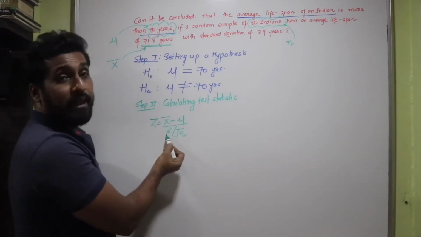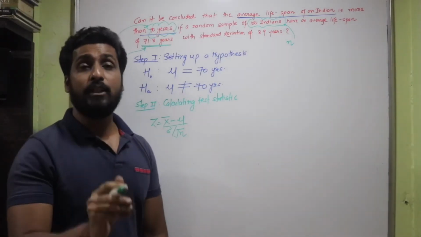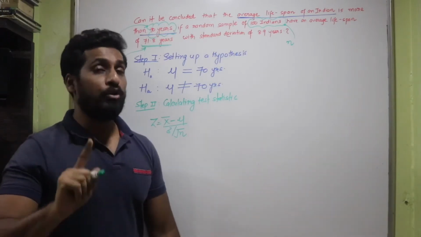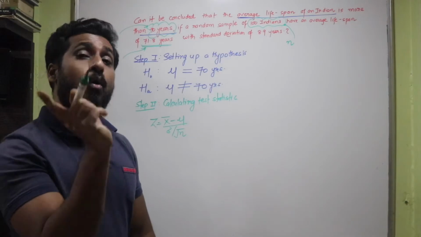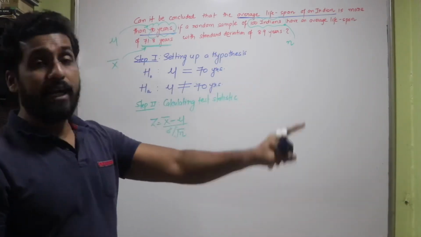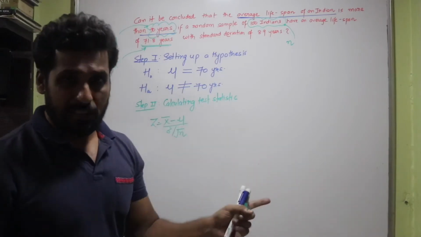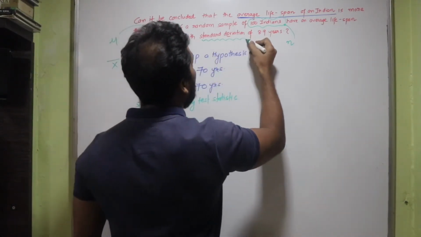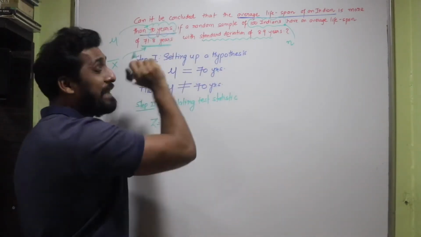What is left is sigma. Do you know that sigma is nothing but the standard deviation of the population? Remember the terminologies very properly. Sigma is the standard deviation of the population. If you read the entire question, nowhere is the standard deviation of the population given to us. We are given a standard deviation of 8.9 years, but of what? It is of the sample.